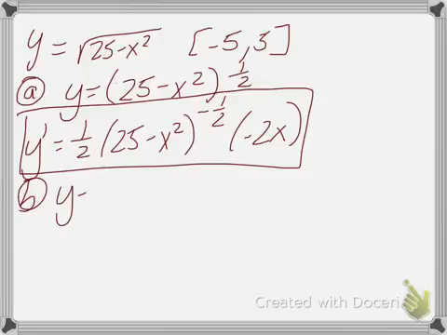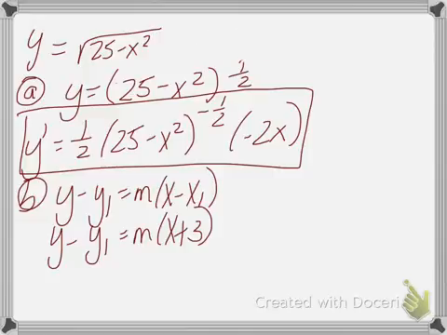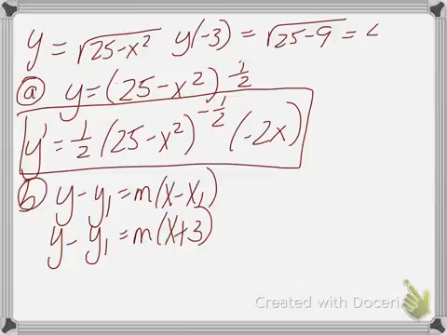Part B is asking for the equation of the tangent line when x equals -3. So we're going to start with this, and they're telling you that x equals -3. If you know that x equals -3, then you need to figure out what y is. You could do that by going back to the original. So all you have to do is y of -3. You'll get 25 minus 9, because -3 squared is 9, which is the square root of 16, which is 4.